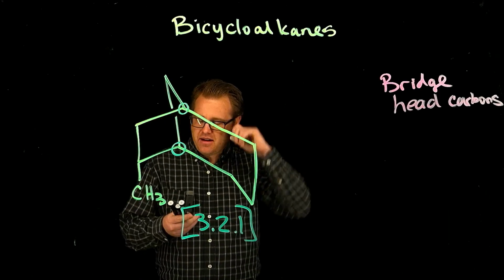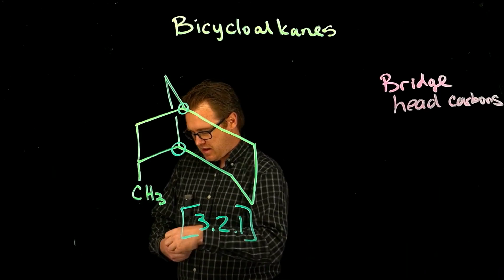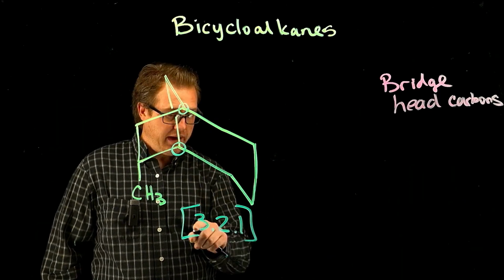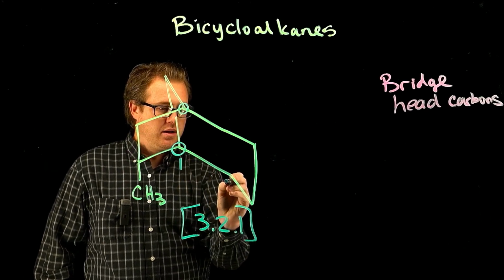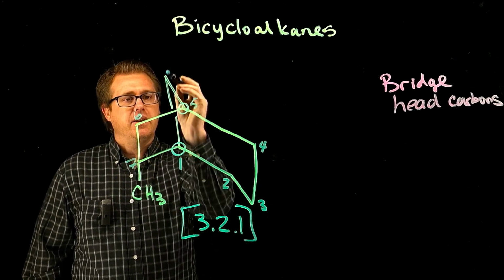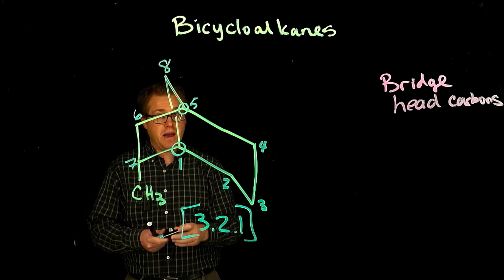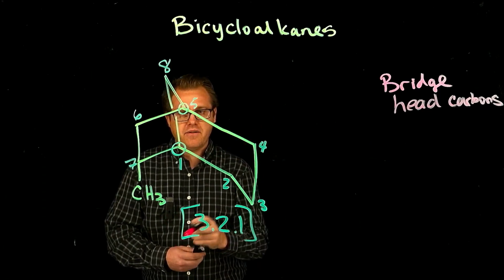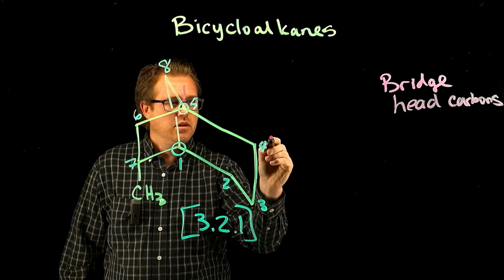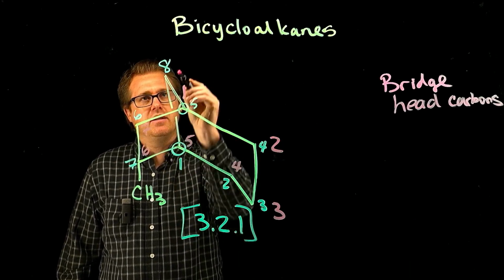Now we have to select the correct path. Okay, so let's do this in colors here. What if I numbered it this way, following 3, 2, 1? So 1, 2, 3, 4, 5, 6, 7. Come back here, then that's 8. Like that, okay? That's one path. What if, why could I not have started here on this bridgehead carbon? 1, 2, 3, 4, 5, 6, 7, 8.